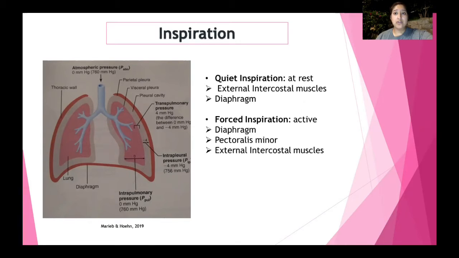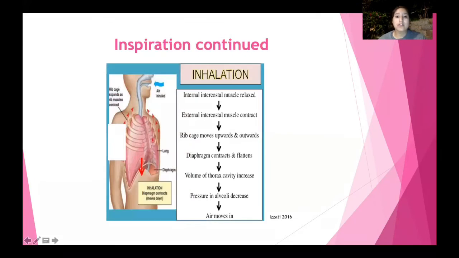Here, diffusion comes into play. Air will go from high pressure to low pressure. So, because the atmospheric pressure is high, it will cause air to rush into the low pressure lungs. Air will stop coming in once the intrapulmonary pressure reaches equilibrium with the atmospheric pressure again. So let's recap. Inhalation.